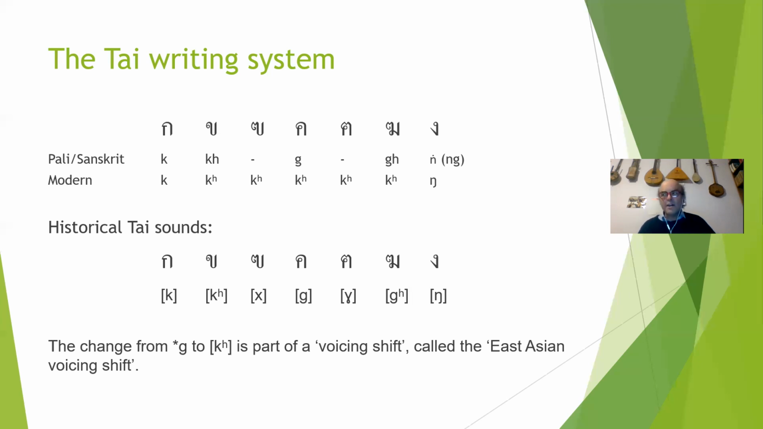So the word kon, which means person, is pronounced with a k in Bangkok, but is pronounced as kun or kon in Northeast India with a k sound. This is what is called the voicing shift. And this voicing shift leads to something that we call the tonal splits.